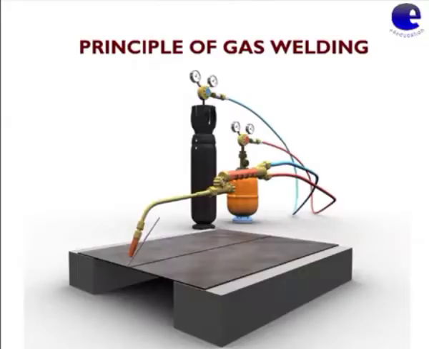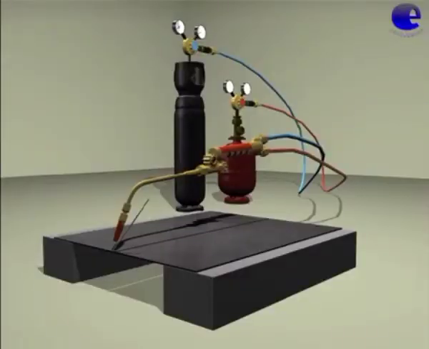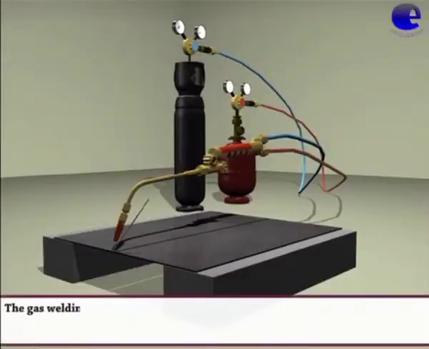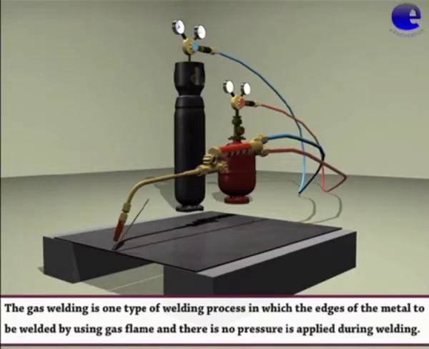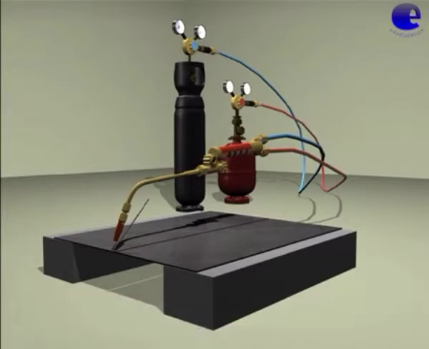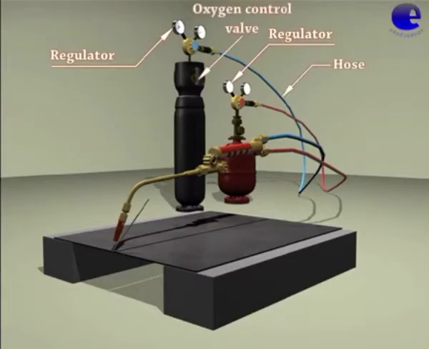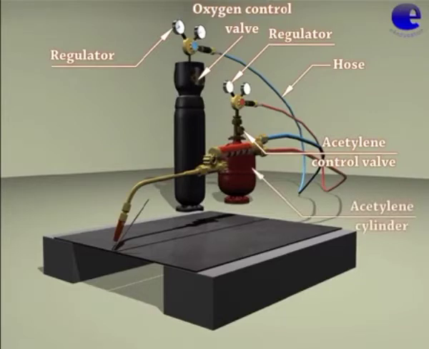Principle of gas welding. What is gas welding? Gas welding is one type of welding process in which the edges of the metal to be welded are melted by using a gas flame, and no pressure is applied during welding. The gas welding setup consists of a regulator, hose, oxygen control valve, acetylene control valve, acetylene cylinder and oxygen cylinder.